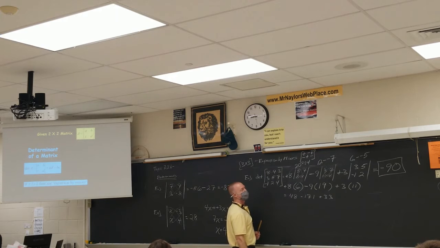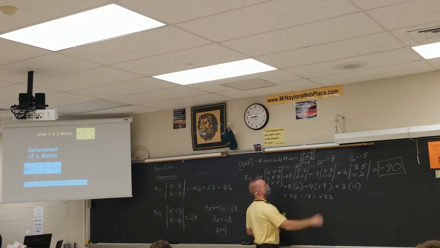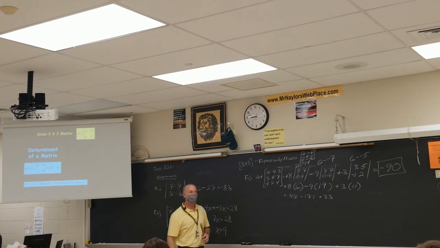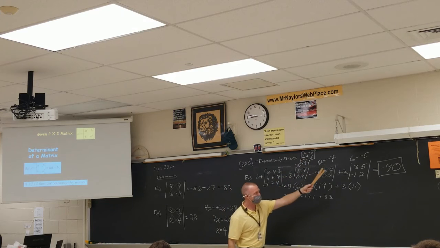So the third row, take a guess. Plus, minus, plus. So you can actually pick any row that you want. Even though we don't have time, the interesting thing is that you would end up with the same answer. And that is kind of amazing. If we had done any other row, we still would have gotten negative 90.